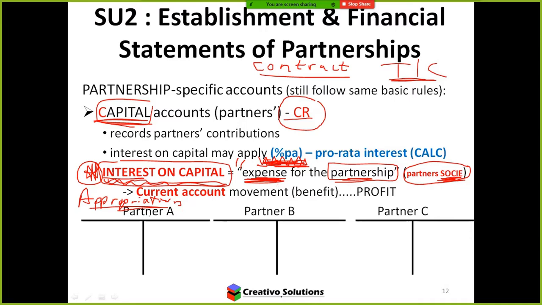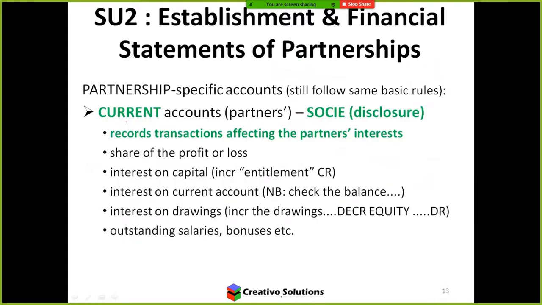Just remember you'll have partner A, partner B, partner C. Every capital account will be separate. Every partner will have its own individual account. Because it's a capital account, the balance will always be on the credit side. Credit plus, debit minus for a capital account.